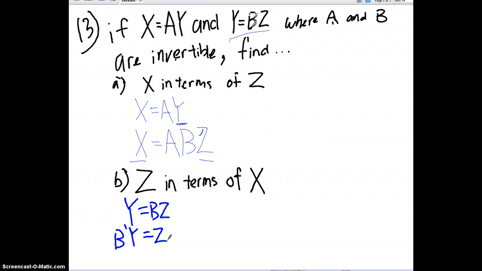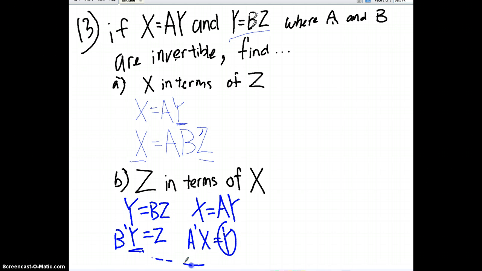So now that z is isolated, we have to find a way that we can substitute x into the equation. The first equation has x in it, and also has y, which is in this equation. So now we just have to isolate y from the original equation. So we are given x equals ay, and in isolating y we get a inverse x equals y, which is the same thing that we did previously. Now we have to substitute y here.